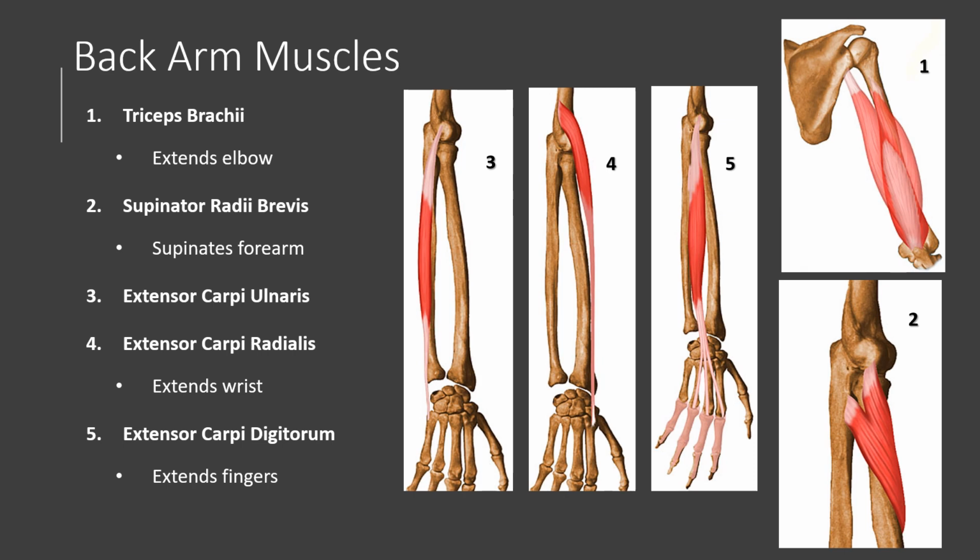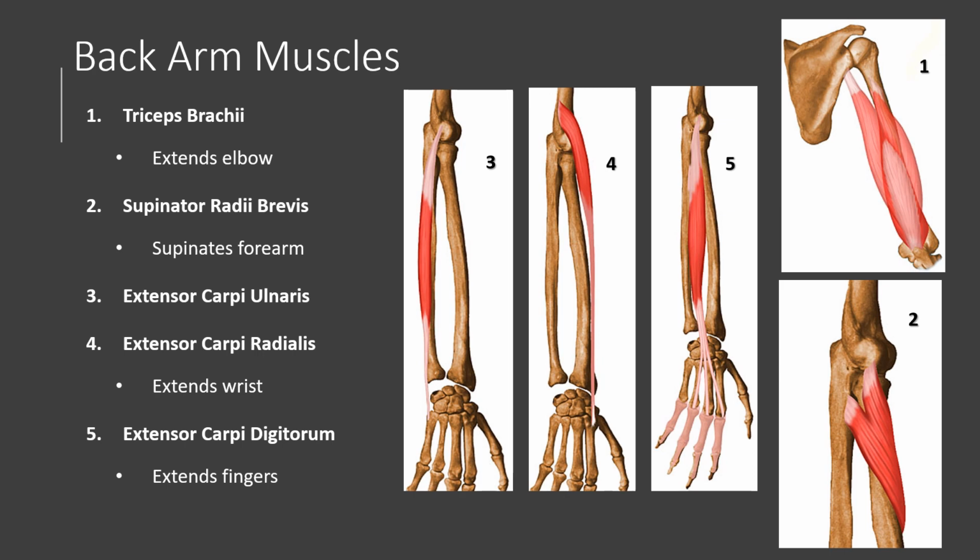Then we have extensor carpi ulnaris, extensor carpi radialis, and extensor digitorum. Now these work with the flexors on the other side, and again carpi is the middle word of these, so that would always remind you that these are going to be on the forearm by the wrist.